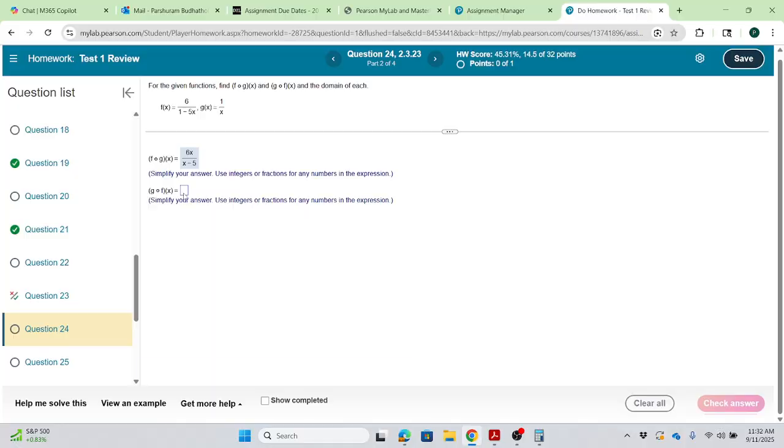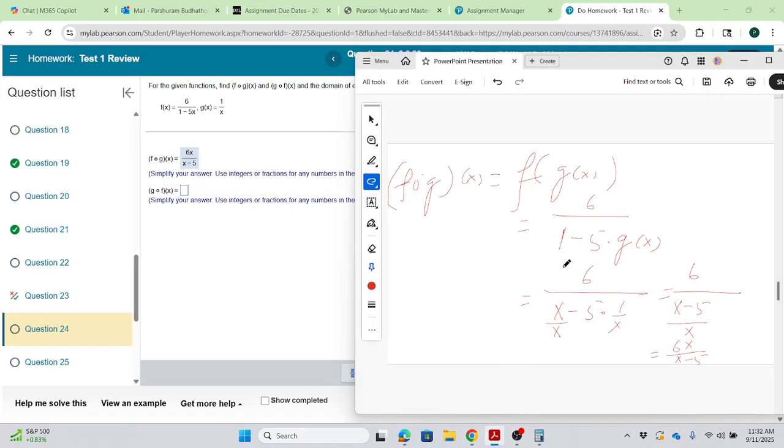Okay, and what's the domain? One more time, for finding the domain, we need to use a 3-step process. Step 1 is find the domain of inner function g of x. In this case, the domain of g of x is all real numbers except 0, because 0 is going to make this function undefined. Step 2, the domain of the new function after this calculation is all real numbers except 5. So it's negative infinity to 5 and 5 to infinity.